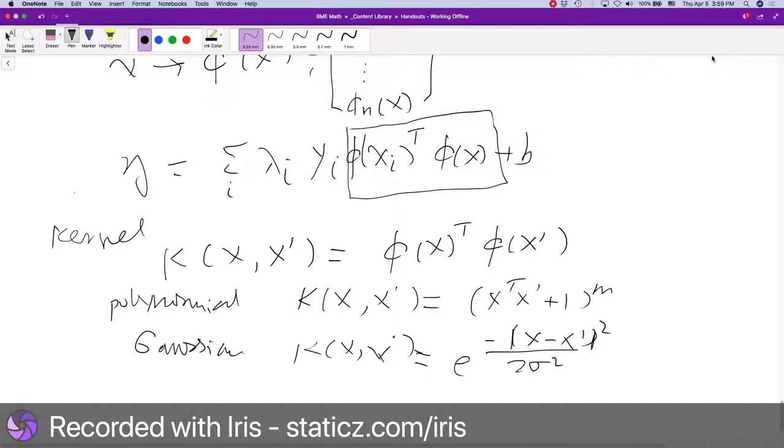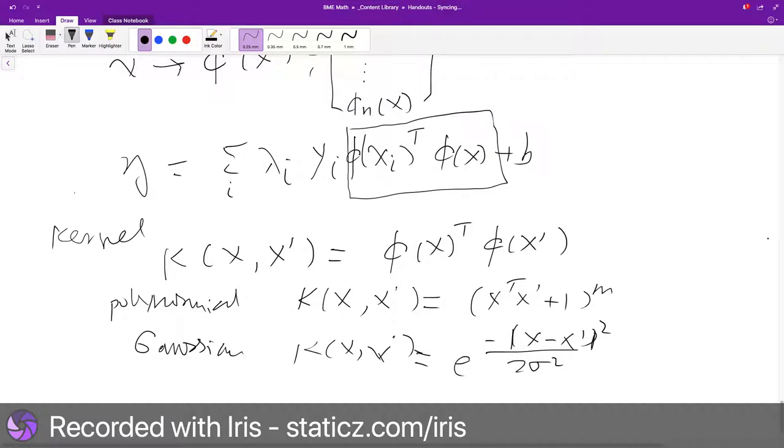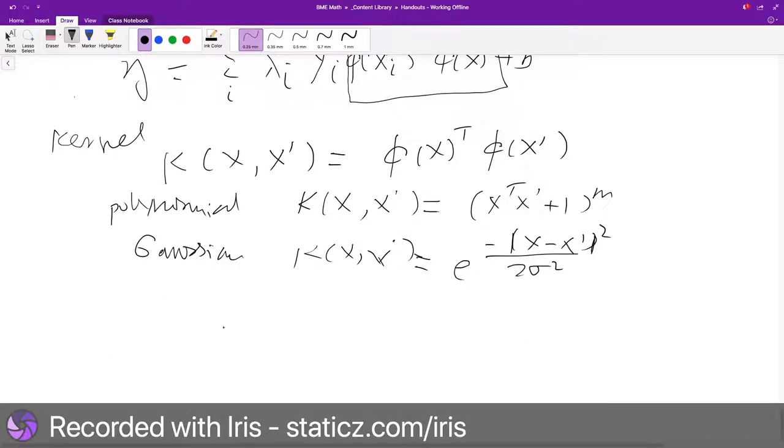Right. So how is this related to what we had before? If you go back to the multilayer perceptron again, let's see what the relationship is. If you consider a multilayer perceptron, we say it's very powerful. You can approximate any function.